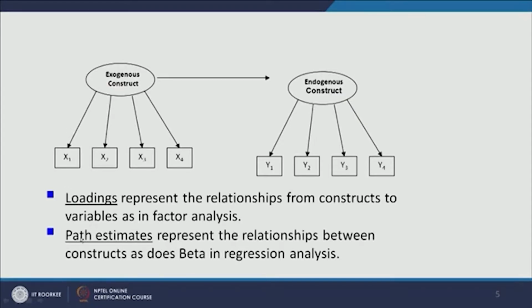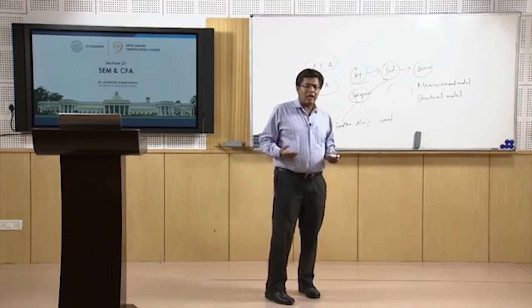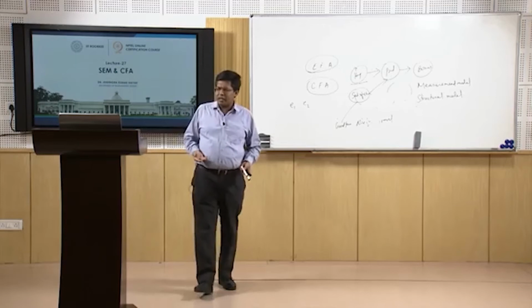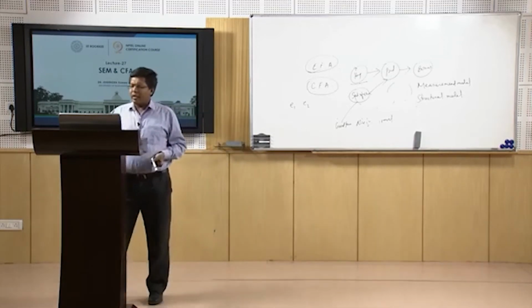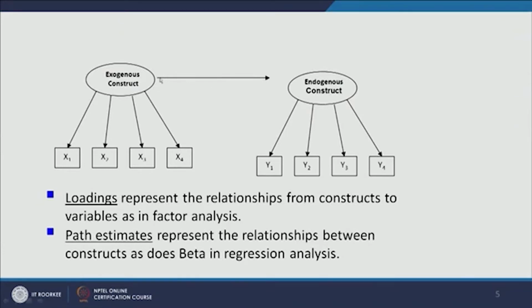And then we have something called a path estimate. This path estimate represents the relationship between constructs, as beta does in regression analysis. In regression analysis we were using the unstandardized or standardized beta to understand the effect, the coefficient, the estimates. The same thing we are using here, and this arrow that you see between the two constructs, from the exogenous to the endogenous, this estimate is nothing but what is called the path estimate. Okay.